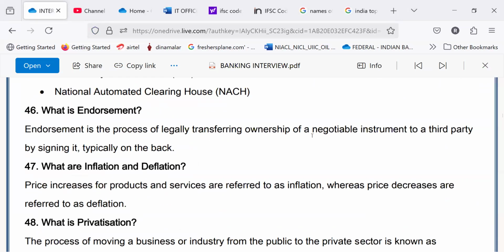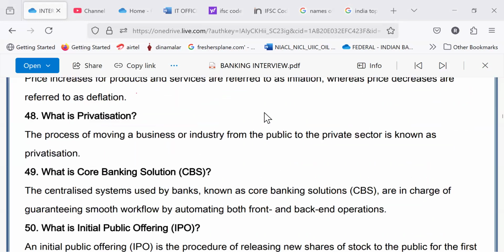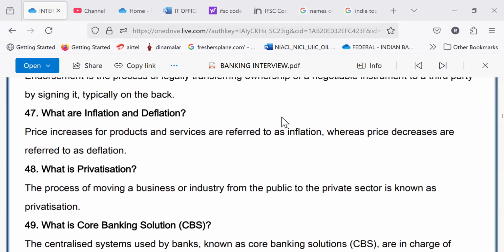Harish, 46. Yes, sir. What is endorsement? Endorsement is a process of legally transferring ownership of a negotiable instrument to a third party by signing it, typically on the back. On the back of a check. Continue. What is inflation and deflation? Price increases for products and services are referred to as inflation, whereas price decreases are referred to as deflation.